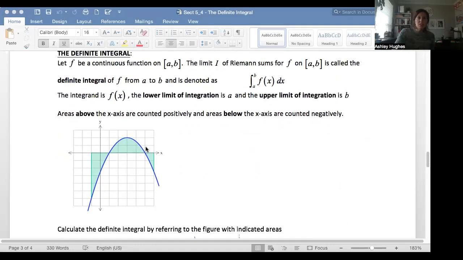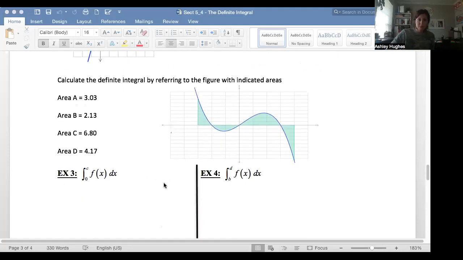So this talks about how the area above is counted as positive and the area below is counted as negative. So your notes don't have this labeled. Let's label this A, B, C, D. I guess we'll call this 0. We'll call that D, that C, that B, and this one A.